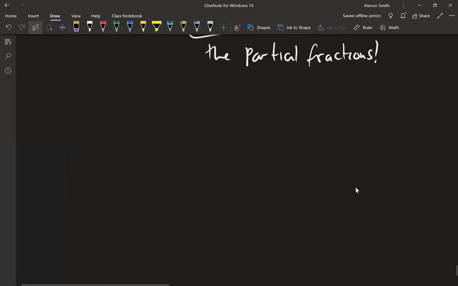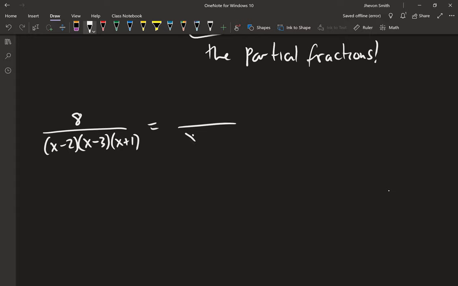Let's actually do some more examples right off the bat. And by the way, it doesn't have to only be two factors. You can actually do this with multiple factors. Suppose I have something like 8 over x minus 2 times x minus 3 times x plus 1. To find the partial fractions, we know that we would split this up into the factors here.